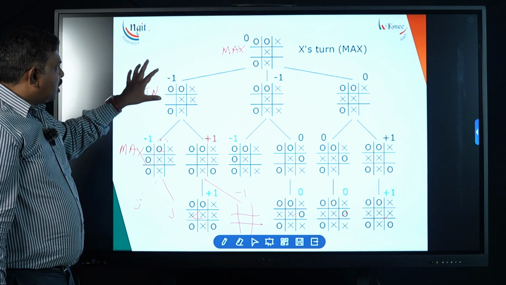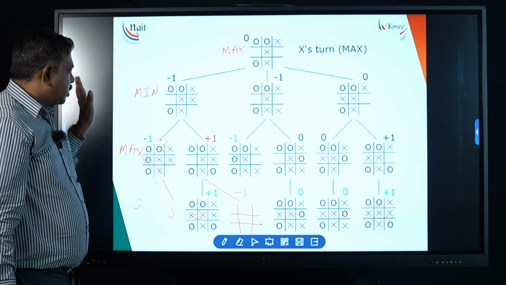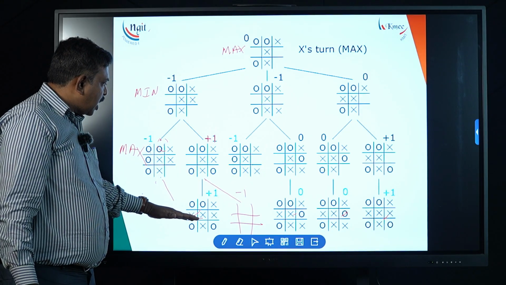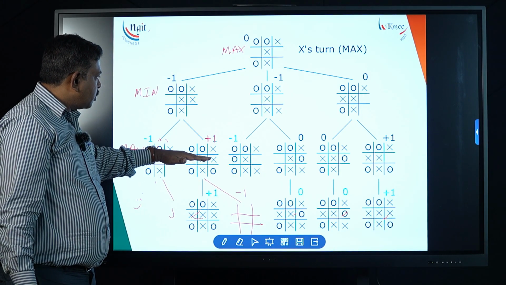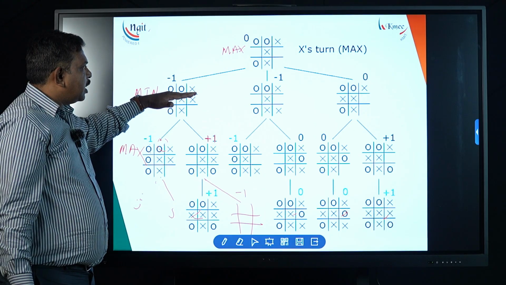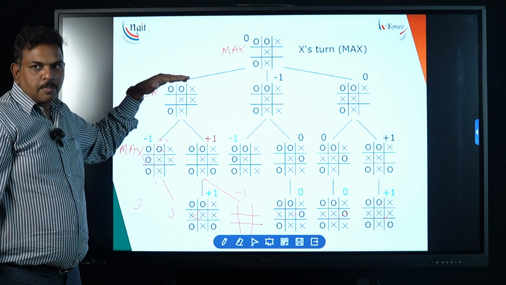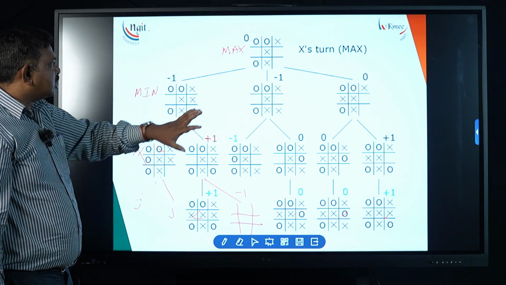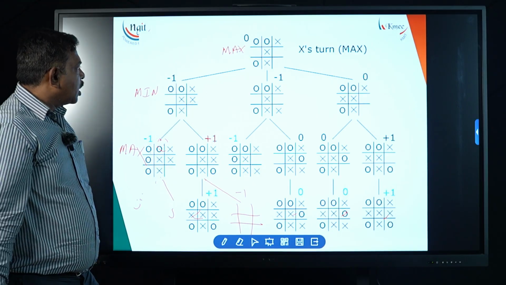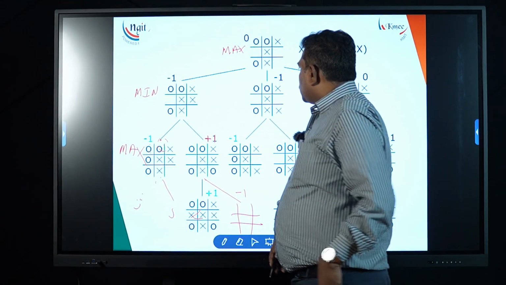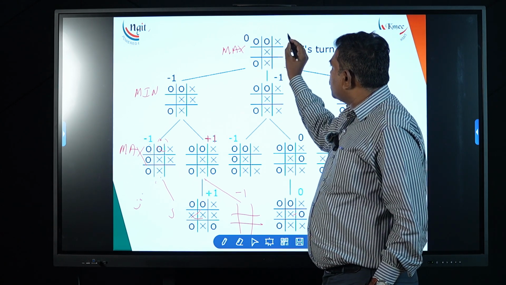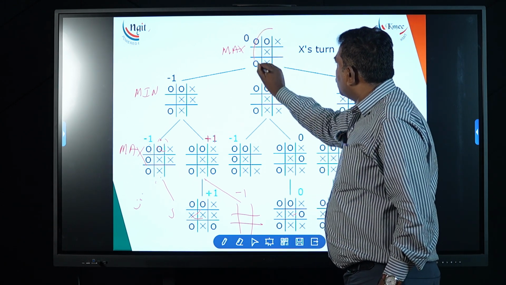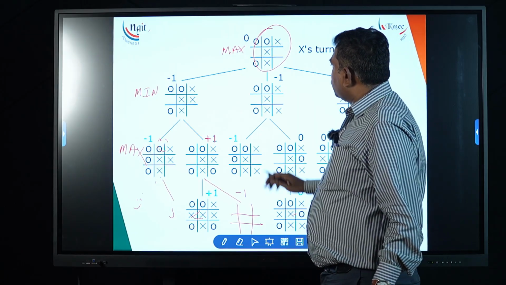Now like this we construct the game tree. From the leaves, maximum values are sent to the maximum player, minimum values are sent to the minimum player. So whether the parent is a maximum or minimum, we calculate. Once the game structure is designed, now here max has 3 possibilities. This is the current situation, the current state of the game.